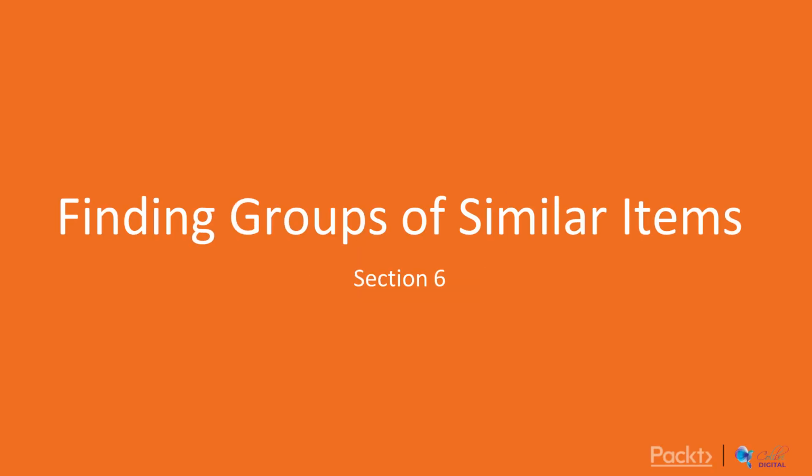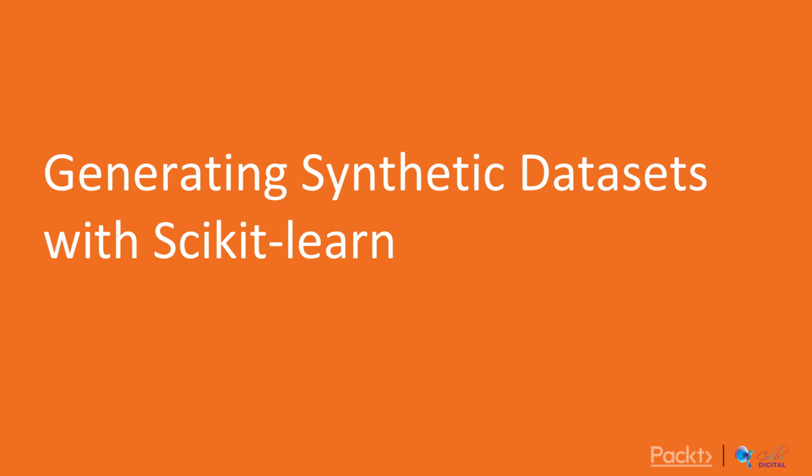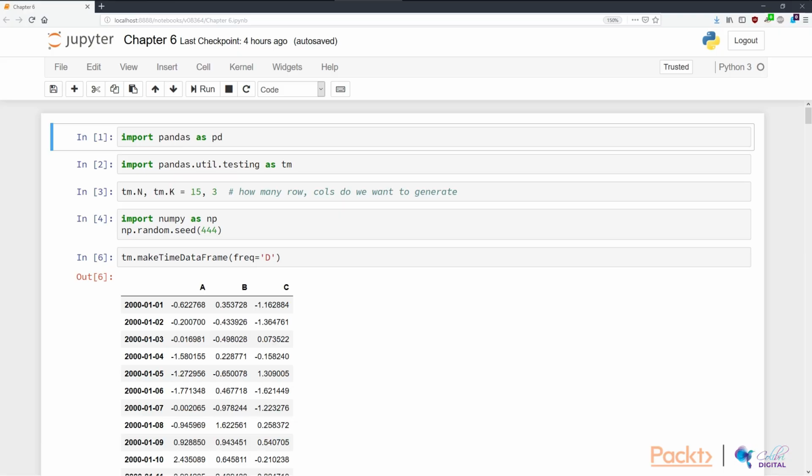In this section, we're going to talk mainly about finding groups of similar items. So in the first video here, we're going to focus largely on generating synthetic datasets with scikit-learn. Let's move right in. So I'm back in my Jupyter notebook with the Chapter 6 notebook open. So this again is in the accompanying code files that come with this course.